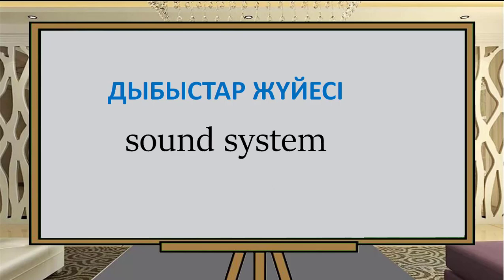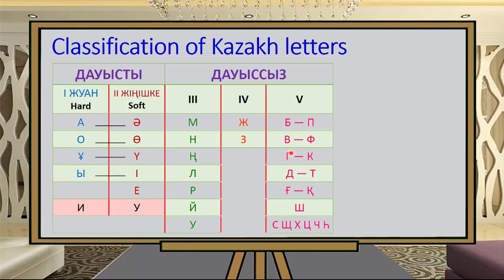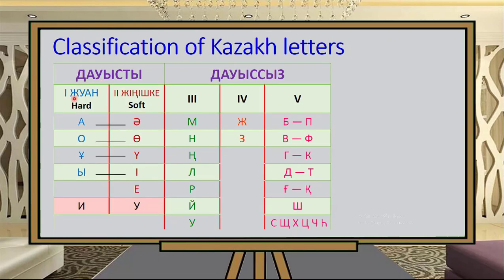In our second lesson, we will learn the sound system of Kazakh language. Dybystar jüiesi, the sound system. As in the English language, the Kazakh language alphabet is divided into two parts: dauysty or vowel, dauyssyz or consonant. Vowels are divided into two parts, juan and jenishke.